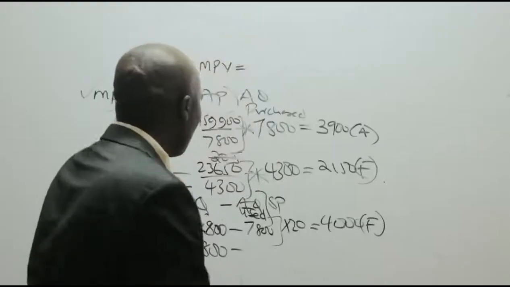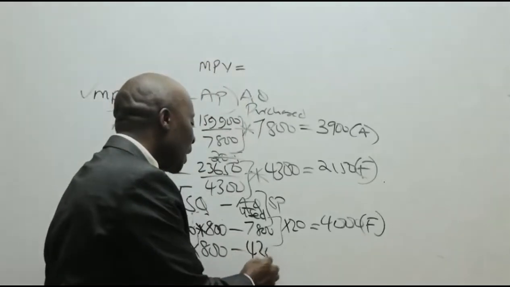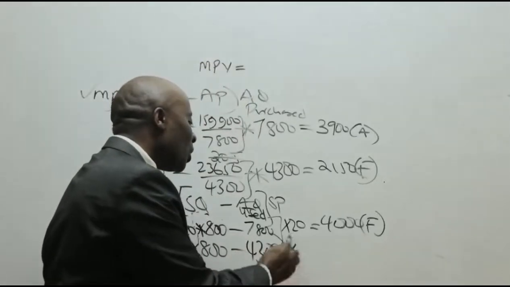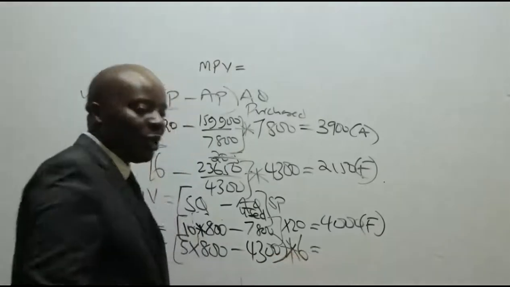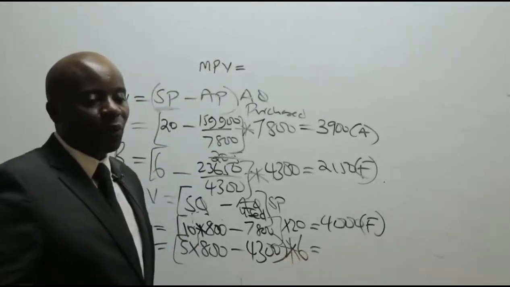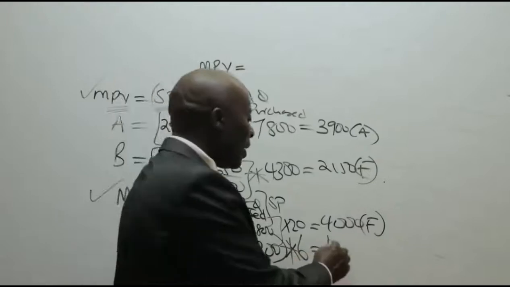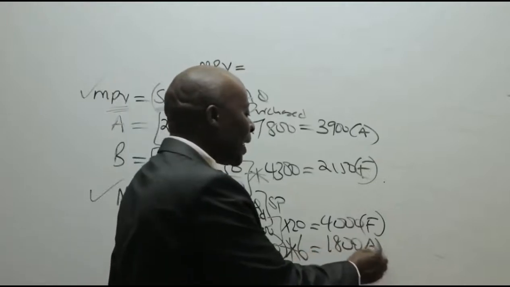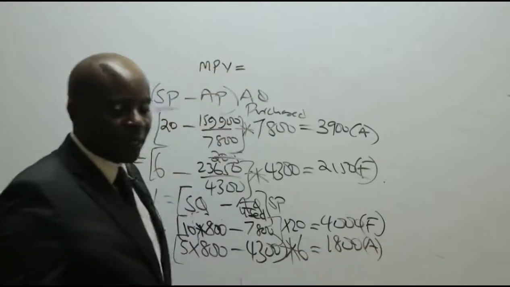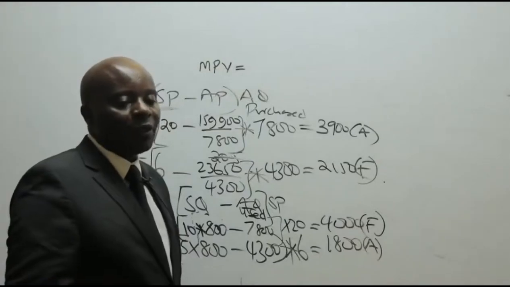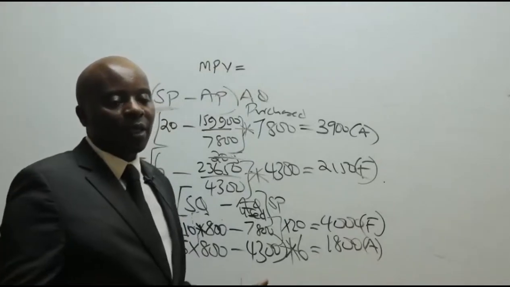So it's 4,300 times the standard price of B, which you gave me a figure of $6 per liter, which Hilda has been able to tell me it's 1,800 negative, but I can't say negative. So instead of saying negative, I'll say it's 1,800 what here? Adverse. It's 1,800 adverse.